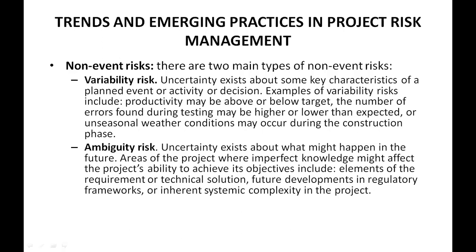Okay? Then we have what we call the ambiguity risk. Uncertainties exist about what might happen in the future. Areas of the project where imperfect knowledge might affect the project's ability to achieve its objectives, including things like elements of the requirement or technical solution, future developments in the regulatory framework, or inherent systemic complexity in the project. All of these things could bring about non-event risks.